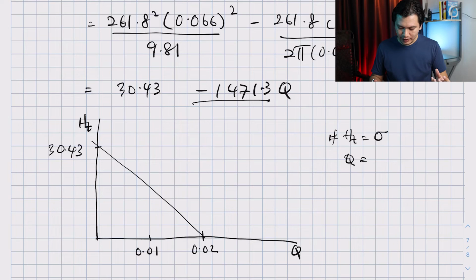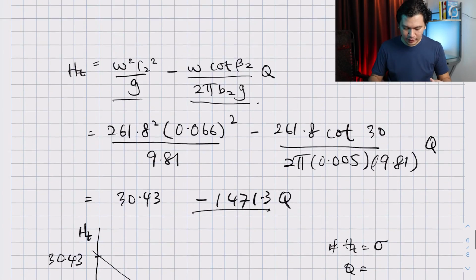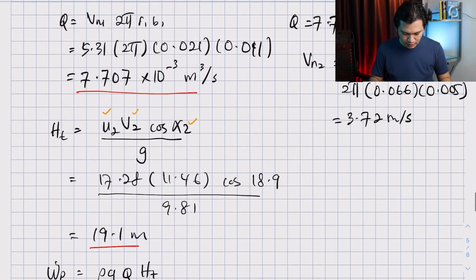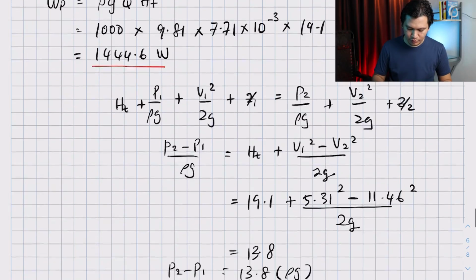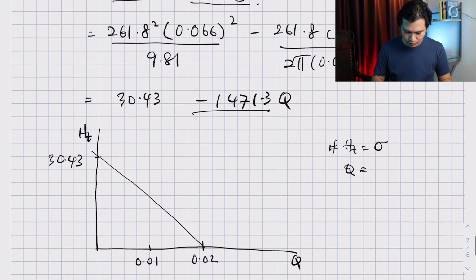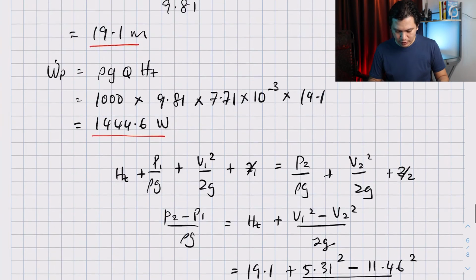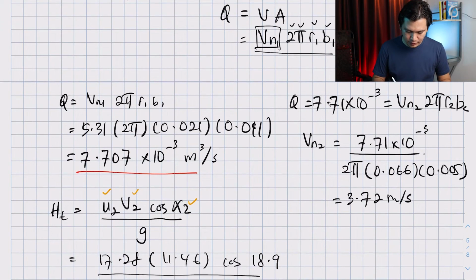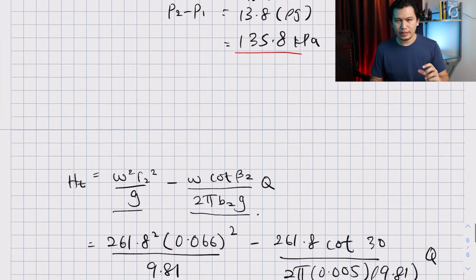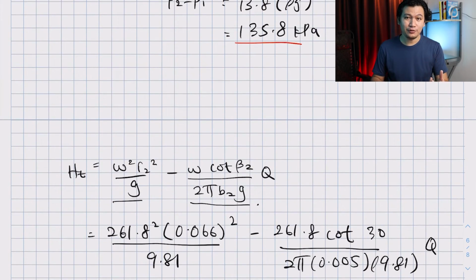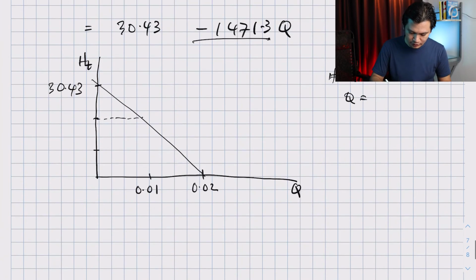Just to find out where our operating condition is, what is our HT just now? Our HT is 19.1, so 19.1 is about 20. This is 19.1. And what is our Q? Q is 7.7 times 10 to the power of minus 3. That is quite close to 0.01, just a bit before 0.01. So that will be your intersection.